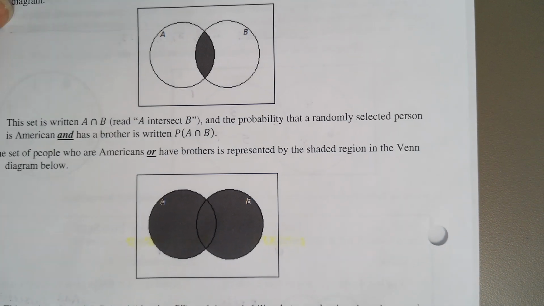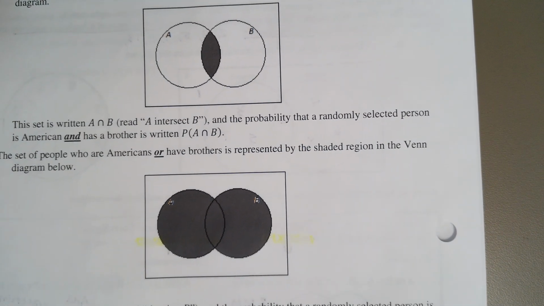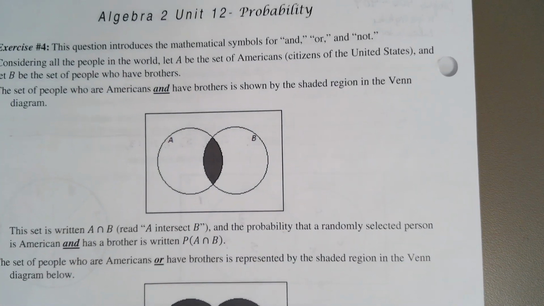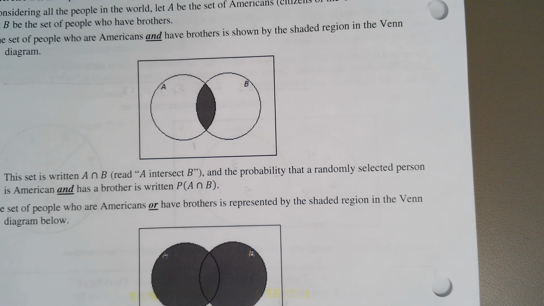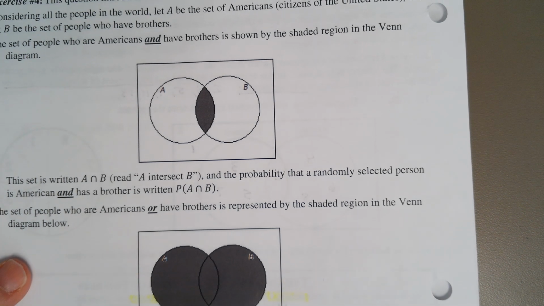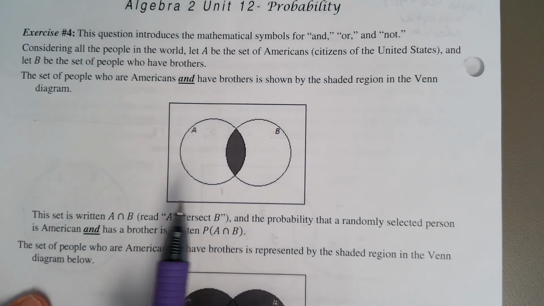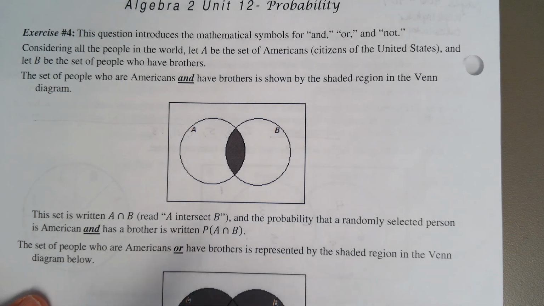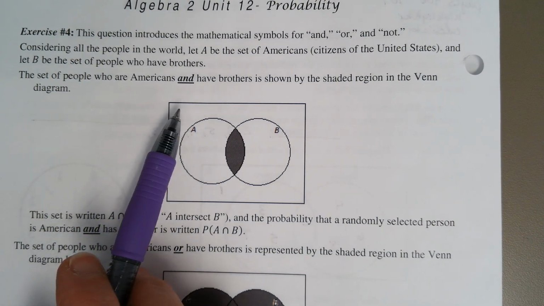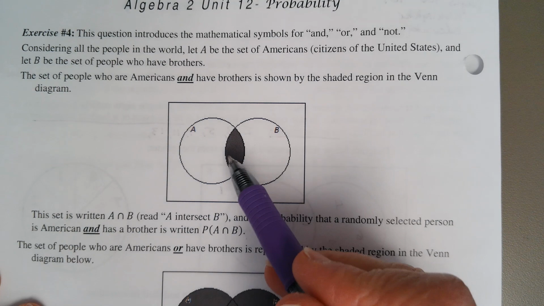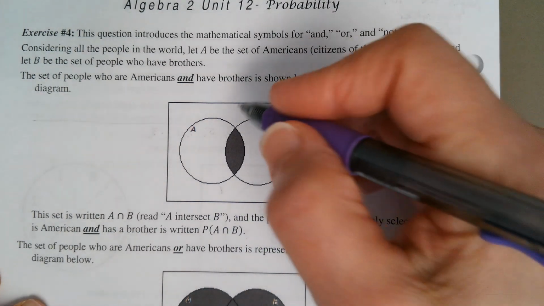On the next page, we have a shading representation of and, or, and complement. Concerning all the people in the world, let A be the set of American citizens of the United States, and let B be the set of people who have brothers. The set of people who are Americans and have brothers is shown by the shaded region. So this is A and B.